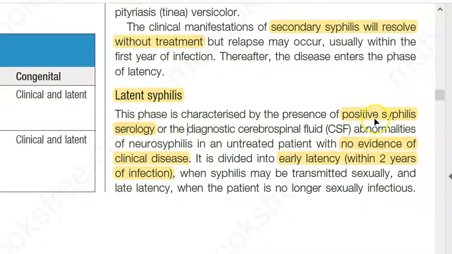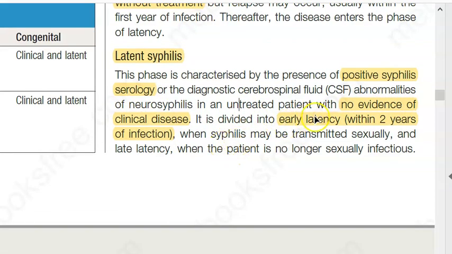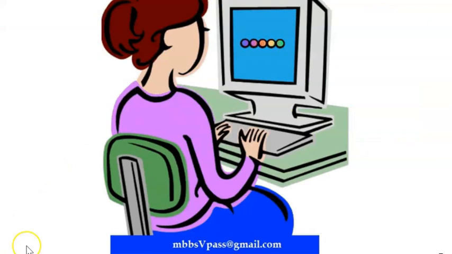The serology will be positive. See, the presence of positive syphilis serology. Okay. Diagnostic cerebrospinal fluid abnormalities of neurosyphilis. So basically, guys, there is no evidence of clinical disease, but there can be neurosyphilis, right? Abnormalities of neurosyphilis in an untreated patient with no evidence of clinical disease. Okay, so here in latency, there are two things, guys. Early latency, that is within 2 years, if it comes, it's early latency. Then you have late latency. So easy, isn't it?